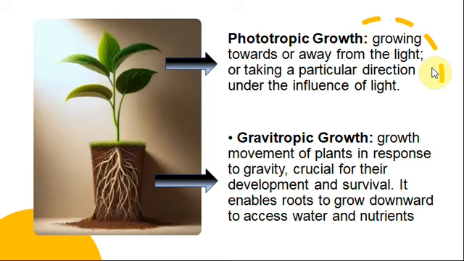Whereas gravitropic growth has to do with the movement of plants in response to gravity. Gravity is that force that when you throw something up, it will definitely come down. That has to do with the roots of the plant. This is crucial for the development and survival of the crop or any plant. It enables the plants to grow downward, to access water and nutrients, and have a grip in the soil such that it doesn't fall away in the face of wind.